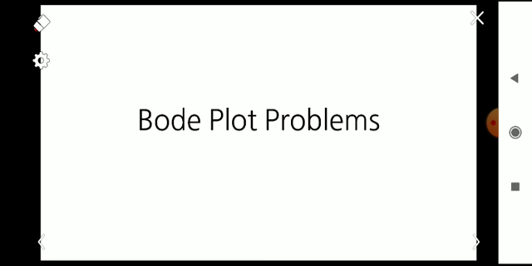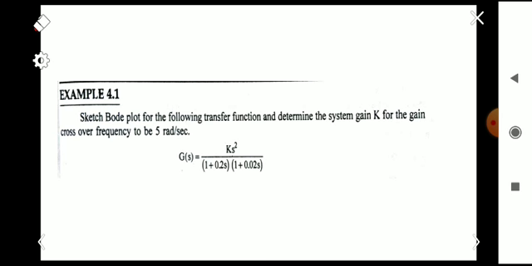In this video we are going to do a problem based on the Bode plot, and we are going to draw the graph on semi-log graph sheet. The problem is: sketch the Bode plot for the following transfer function and determine the system gain K for the gain crossover frequency to be 5 radian per second.